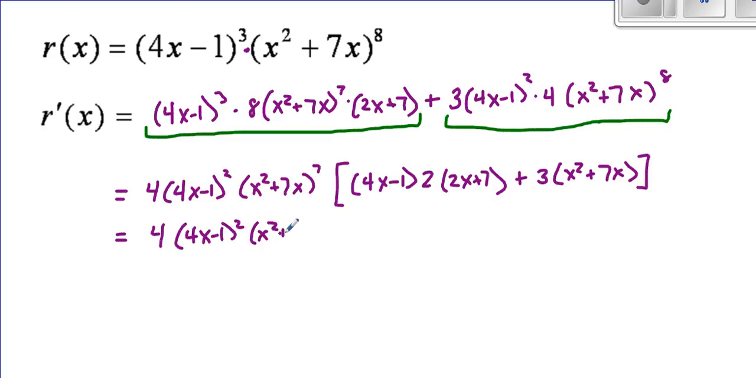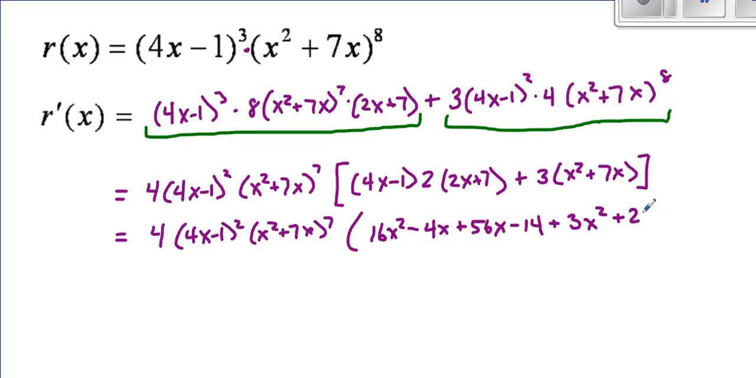X squared plus 7x to the 7th. And in here I'm going to FOIL. So let's see, that's 8x squared doubled is 16x squared. And then minus 2x doubled is minus 4x. Then outer plus 28x doubled is 56x. Minus 7 doubled is minus 14. Plus 3x squared plus 21x. And we're almost there.